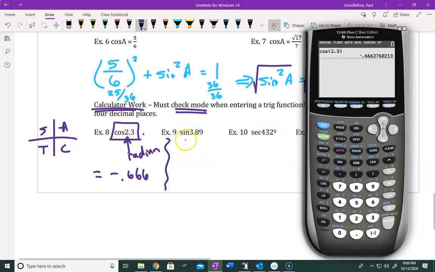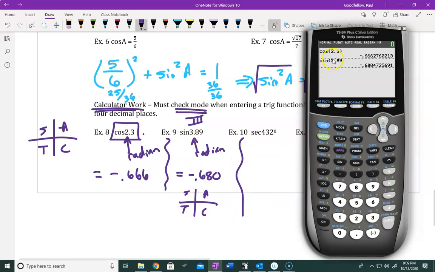Now, radian or degree? Radian is what we're actually talking about here. Sine of 3.89, that's going to be in the third quadrant, because it's a little bit more than 3.14. Answer is negative 0.680. And does that make sense based on ASTC? ASTC, third quadrant sine should be negative. Looks like we're working in the right spot.